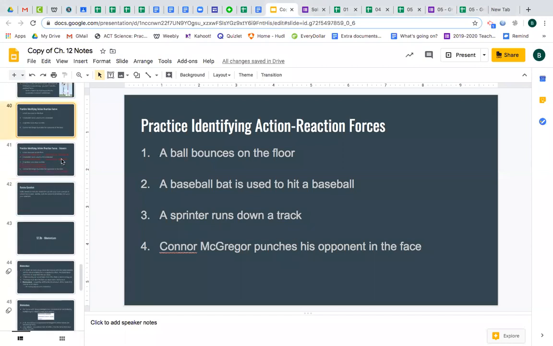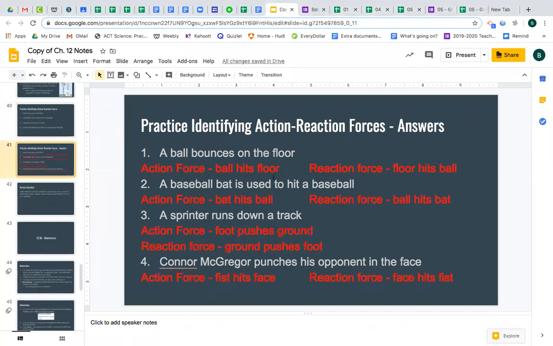So here are your answers to those. So the first one was the ball hits the floor, the floor hits the ball. The second one, the action force is the bat hits the ball. The reaction force is not the ball flies, it's that the ball hits the bat. A sprinter runs down the track. So I have a foot pushing against the ground as my action force. The reaction force is the ground pushing the foot. And then last but not least, Conor McGregor punches his opponent in the face. So you have a fist hits a face as the action, and the reaction is going to be the face hits the fist.